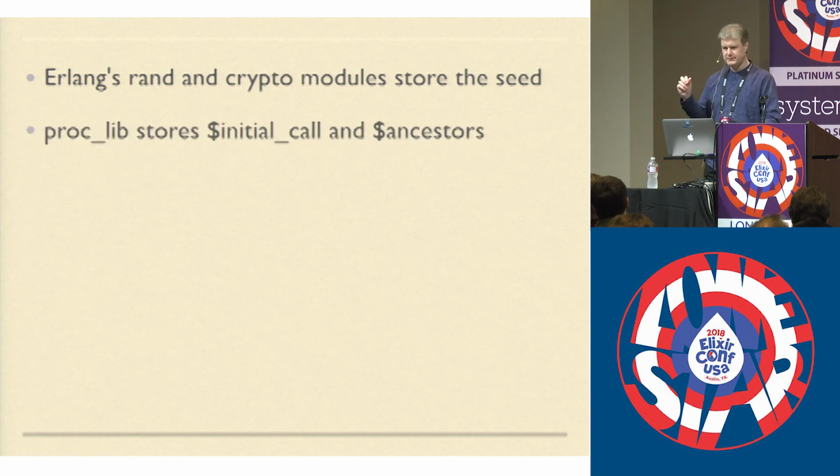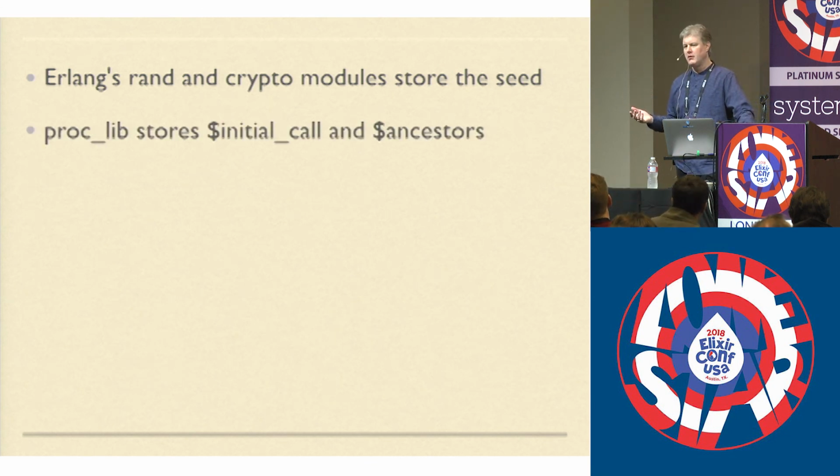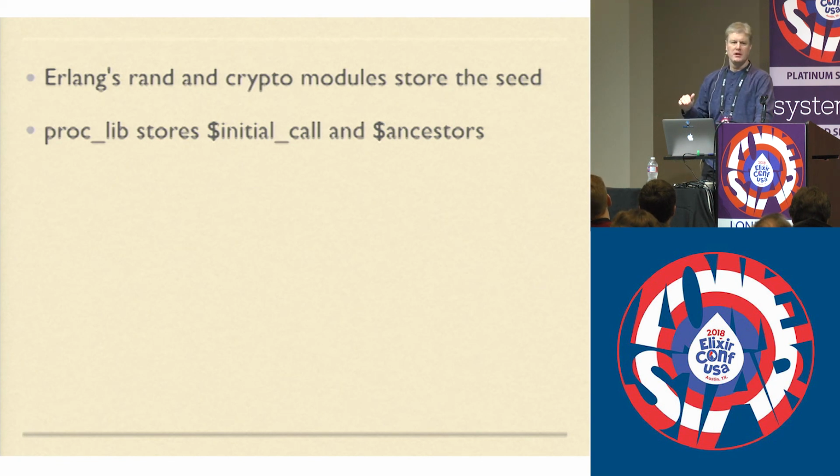We have proclib, which I'm no expert in, but it's part of OTP. It's kind of a layer down below the GenServer layer, a library layer that it uses. It's responsible for launching all of the processes that actually get started via OTP style things. And one of the things it does is it sets these two process dictionary keys of $initial_call and $ancestors.